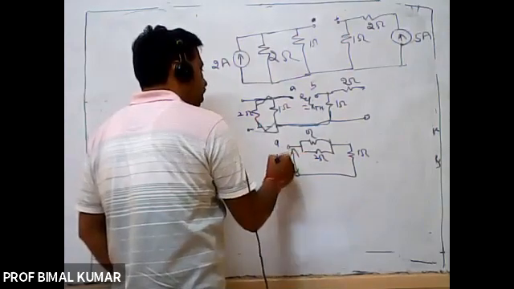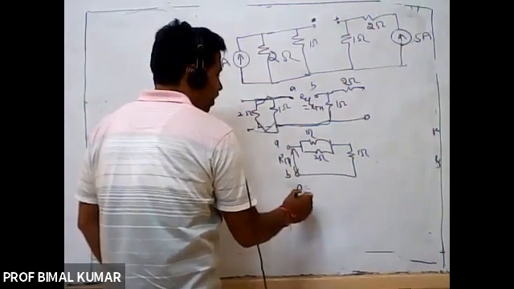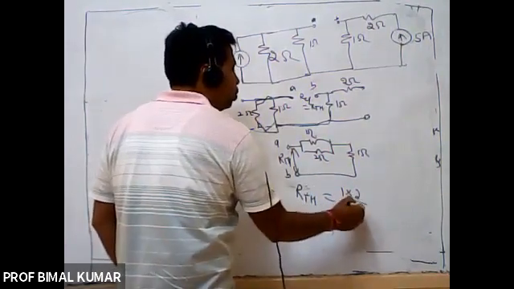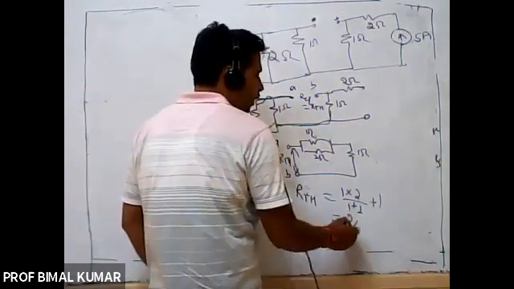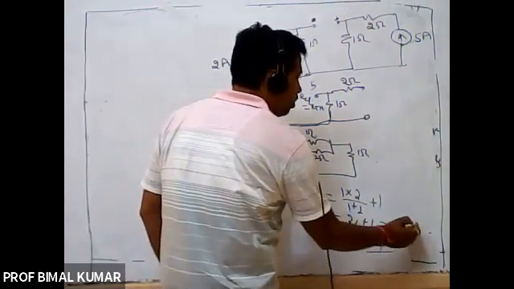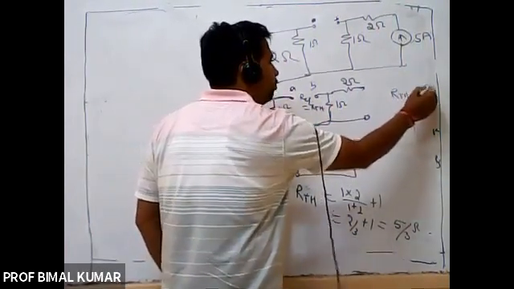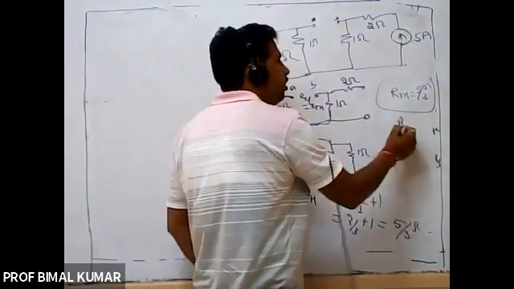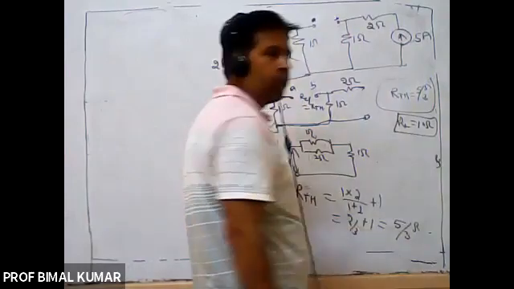Here you will have to calculate R Thevenin. So R Thevenin is equal to 1 in parallel with 2. That means 1 into 2 upon 1 plus 2, plus 1, right? So this will be 2 by 3 plus 1, or this will be 5 by 3 ohm. So R Thevenin, I am writing it here, that will be 5 by 3 ohm. This is your first requirement. R Thevenin is equal to 5 by 3 ohm, and RL is equal to 10 ohm. That is given.